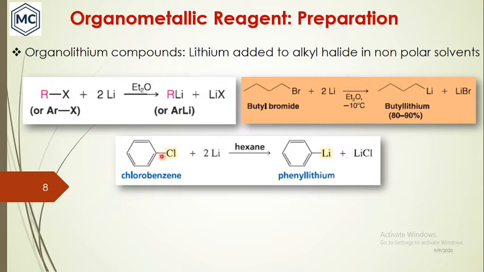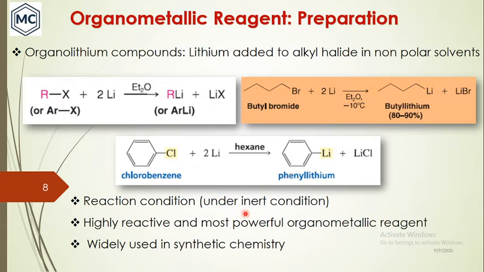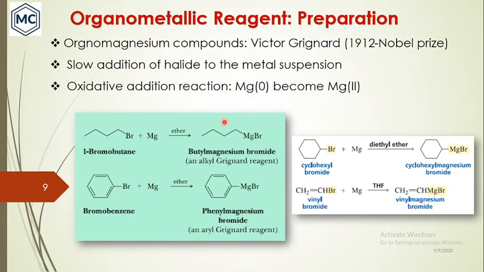Similarly, if you use chlorobenzene, you get phenyl lithium. The reaction conditions I told you are inert conditions, so it should be done under a nitrogen or argon atmosphere. It is a highly reactive and the most powerful organometallic reagent, and it is widely used in synthetic chemistry.